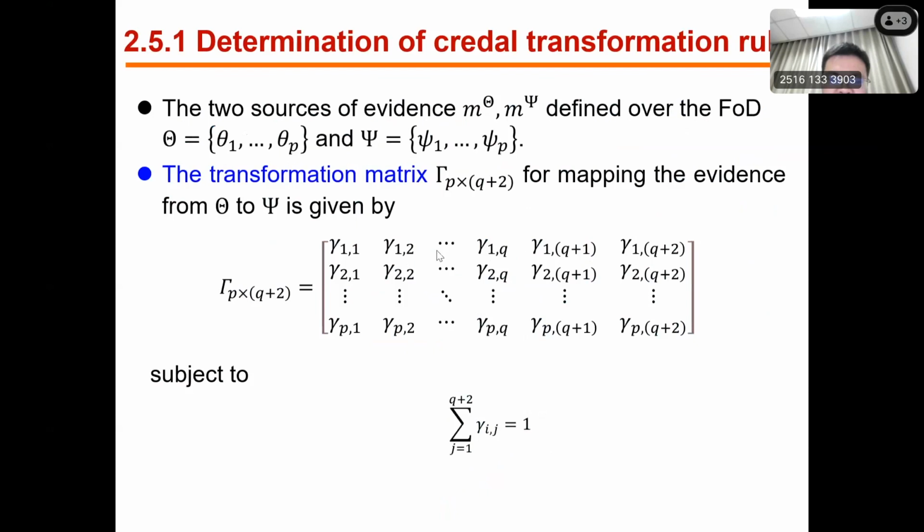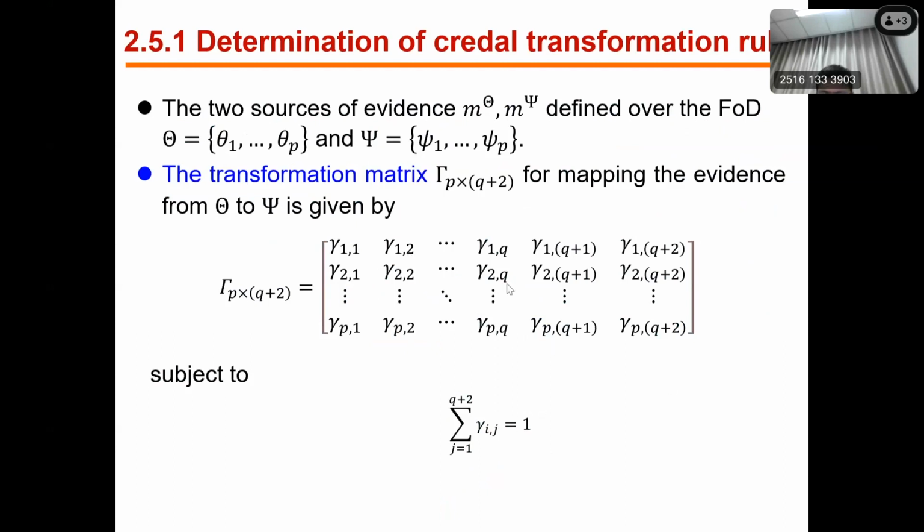So the previous Q elements mean, for theta 1 to phi Q, how to redistribute the mass from theta 1 to each element in phi. And the Q plus 1 and Q plus 2 entries mean that we want to transfer the mass on theta 1 not only to the Q elements but also to any subsets of phi. But in such a case, the matrix will become very large. It contains too many elements, and these parameters will be difficult to calculate.